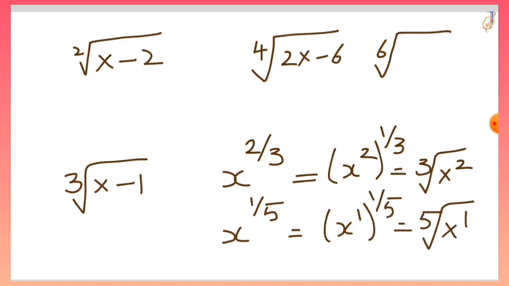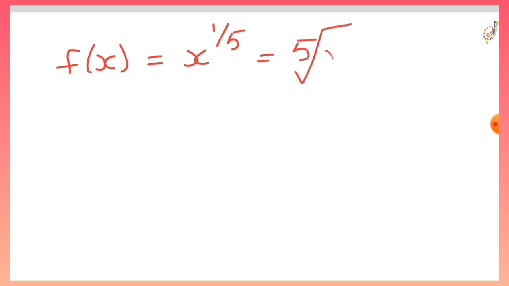So these are all odd radical functions. Now we are going to see how you can write the domain of these even radical functions and odd radical functions. First we will see the odd radical functions. Suppose we have a function f of x equal to x raised to the power of 1 over 5. We can write this as the fifth root of x, isn't it?